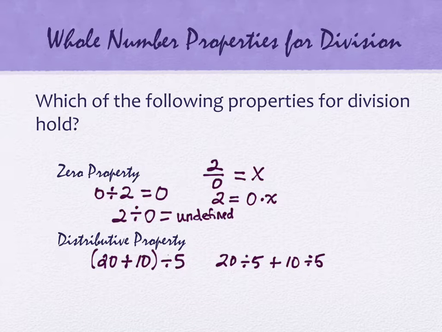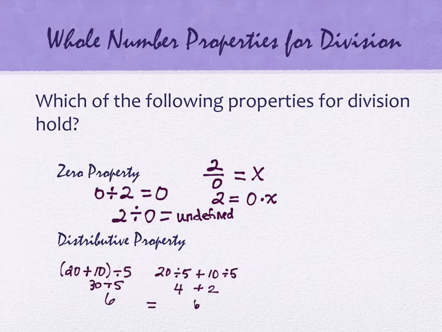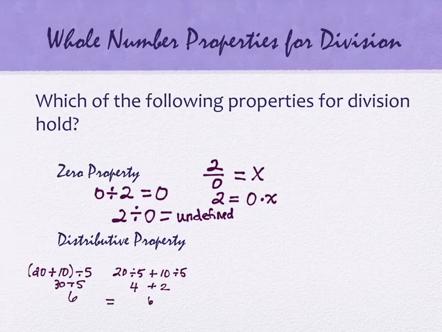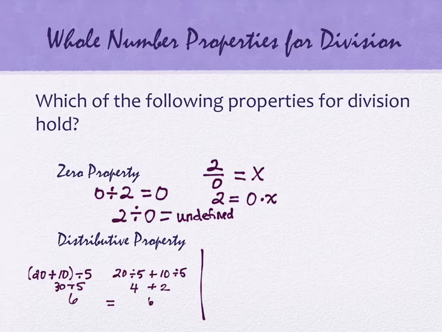What's 20 plus 10? 30. And what is 30 divided by 5? 6. All right, what is 20 divided by 5? 4. And 10 divided by 5? 2. And 4 plus 2 is? 6. And that actually worked, didn't it? So we stand a chance at having the distributive property because in this direction, it worked. Now we're going to try it in the other direction.